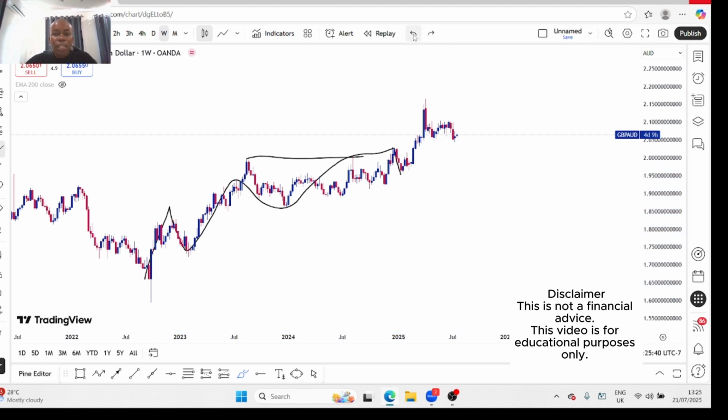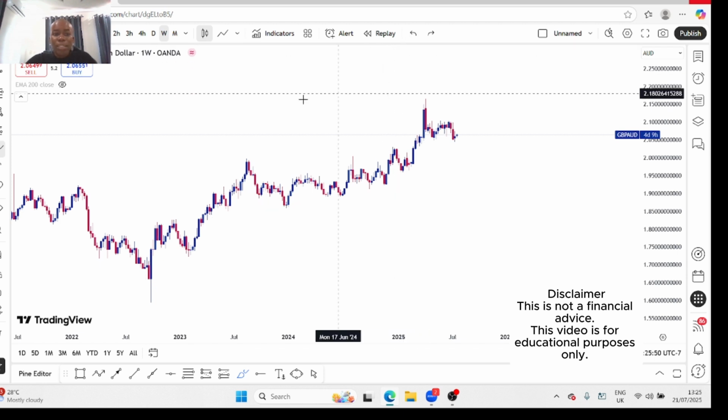Now, the next thing I want to do, because this is the weekly time frame, I'm not trading off the weekly time frame. I just want to find out what the general overview of the market is, what the main sentiment and direction is, so that we know how to follow suit when we narrow down to smaller time frames. So now the trend is bullish.